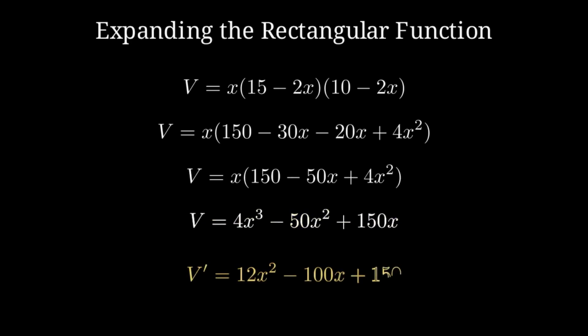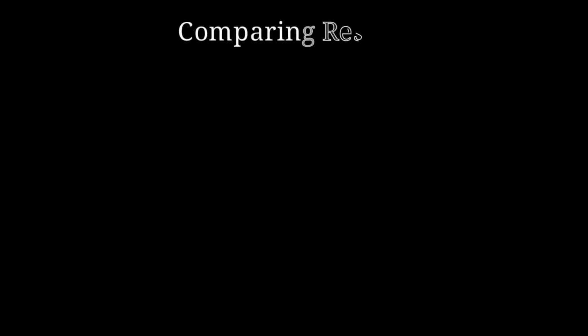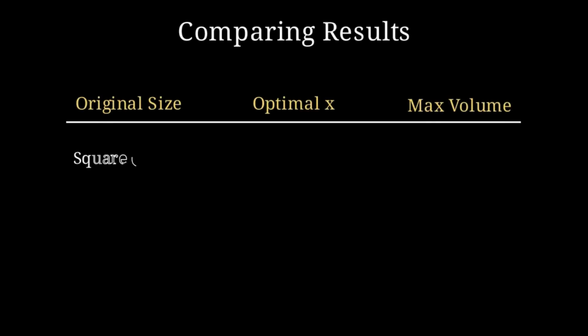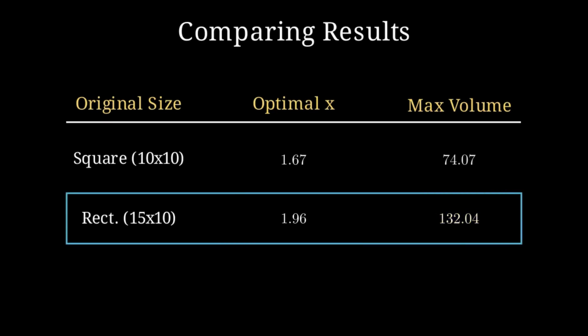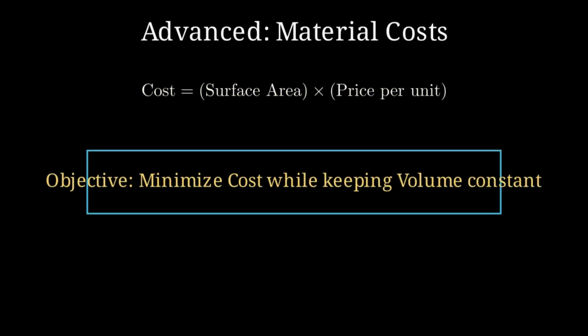Setting this to 0 and using the quadratic formula will give us the precise cut needed for this specific rectangular sheet. Notice how the optimal x changes based on the aspect ratio of the starting material. In the square sheet, the cut was 1/6 of the side length. For rectangles, the ratio shifts, but the calculus method remains the reliable tool for finding the answer every time. In more advanced scenarios, we might want to minimize the surface area for a fixed volume to save on material costs. This is the dual of our current problem.